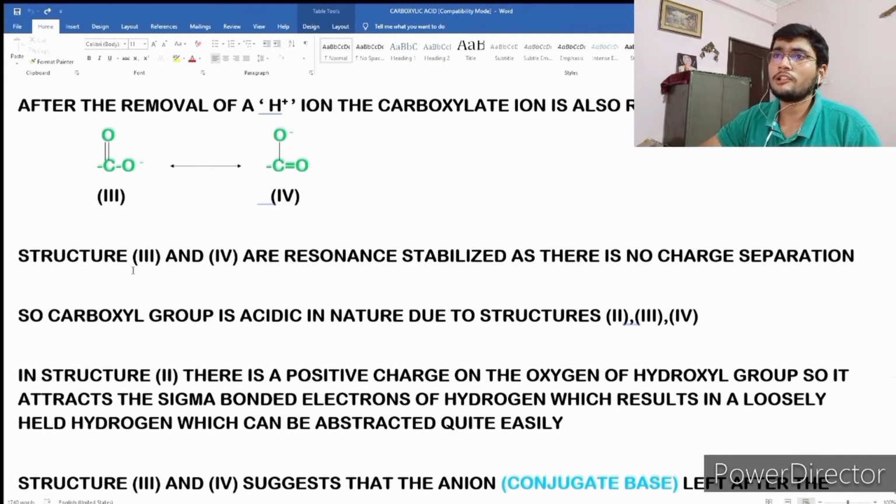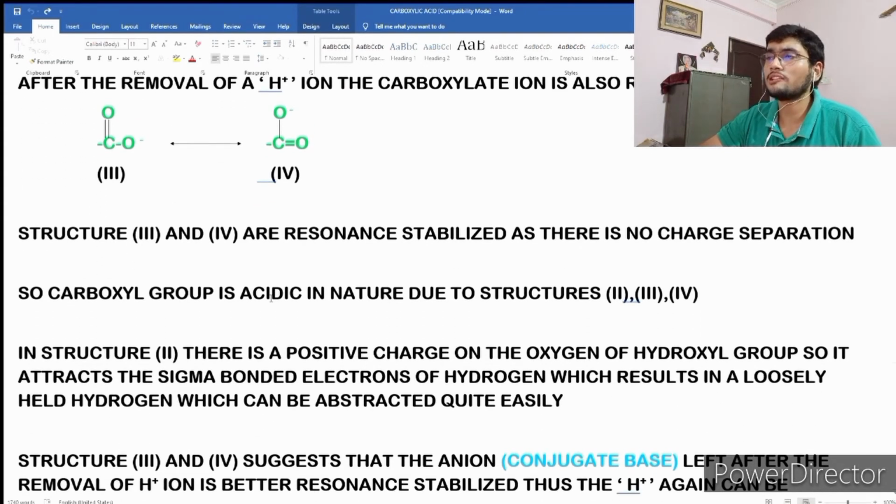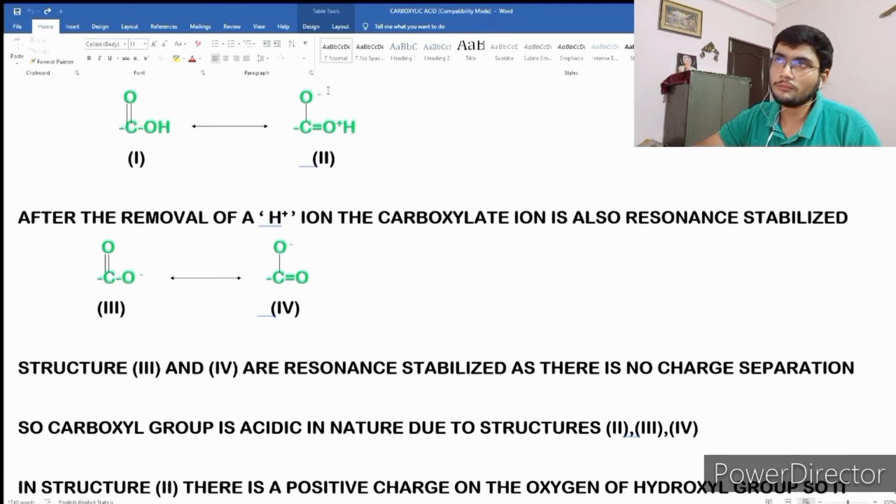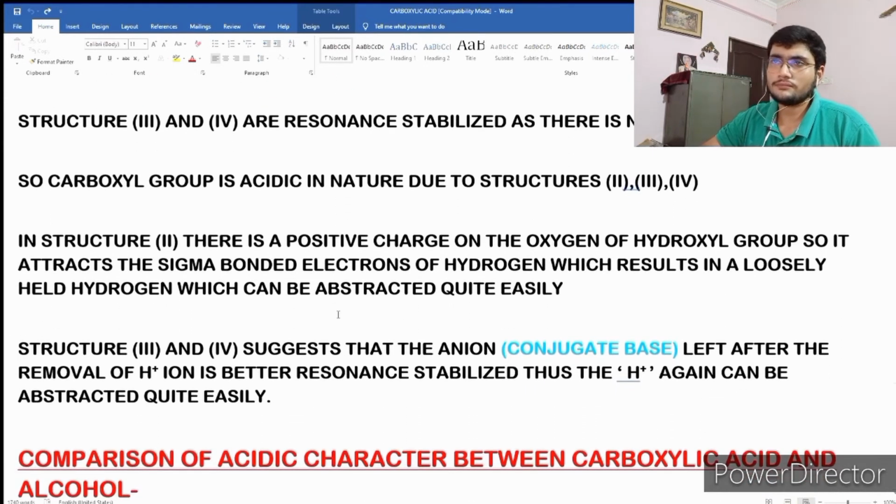So that's what I have written here also. The carboxyl group is acidic in nature due to structures 2, 3 and 4. As I have told you, from the second structure you can explain, and from the third and fourth structures also you can explain why the carboxylic group is a good acid. Now in structure 2 there is a positive charge on the oxygen of the hydroxyl group, so it attracts the sigma bonded electrons of hydrogen, which results in a loosely held hydrogen which can be abstracted quite easily. I have read it for you so that you can note it somewhere.